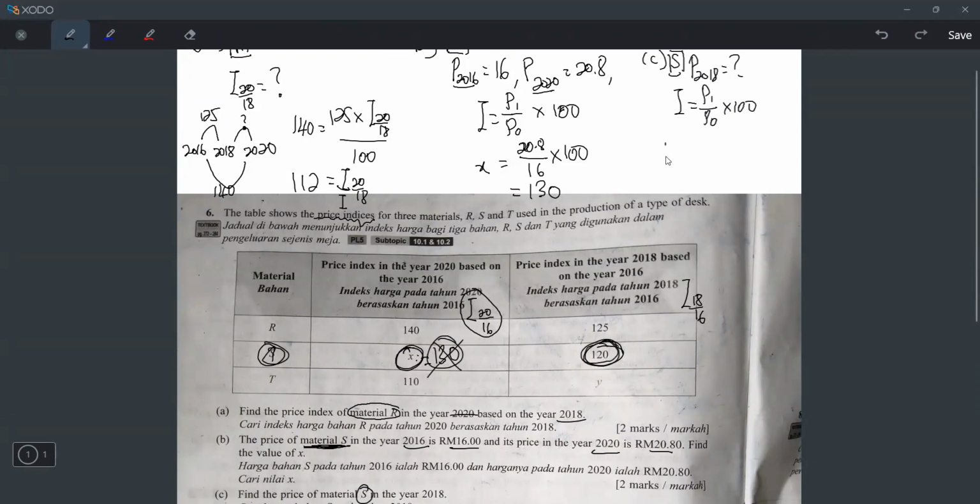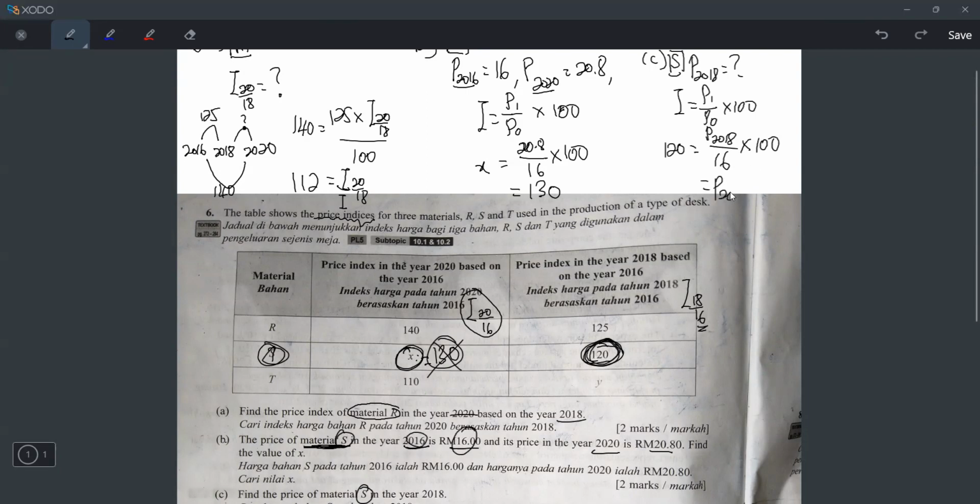If I substitute the I as 120, the P1 will be priced in what year? 2018. Yes. And the bottom will be priced in what year? 2016. So on top will be priced 2018, at the bottom priced 2016, because the 120 is the I for 18 over 16. That's why I always ask students to label this. Very important. But is the price for 2016 available? Yes, look at the last question, 16 ringgit. If you read carefully, for B they're also talking about S, means they are talking about the same material, so you can use that info, 16.